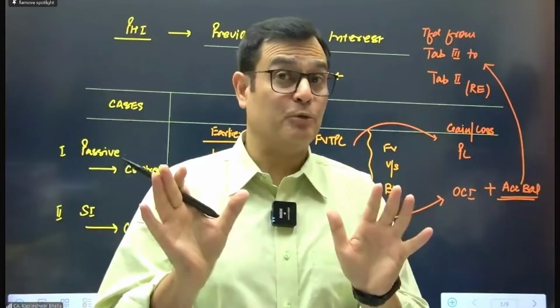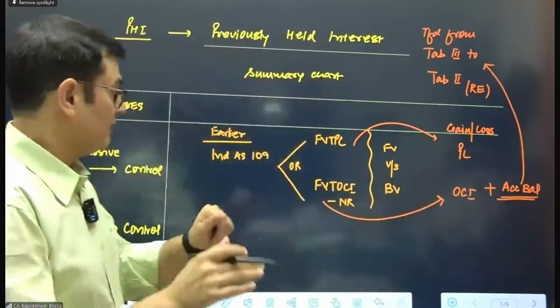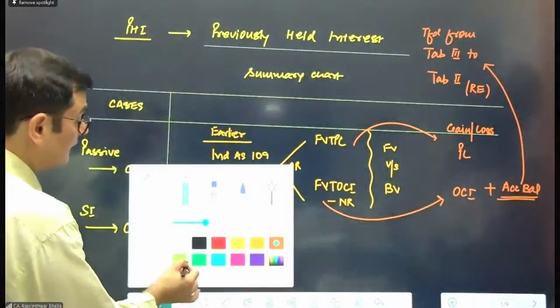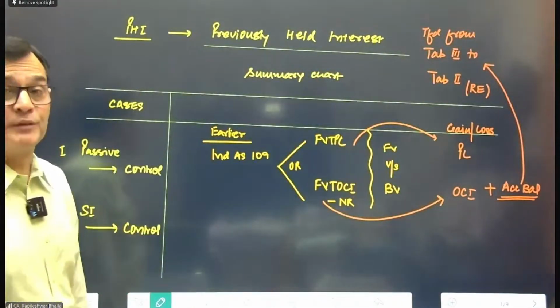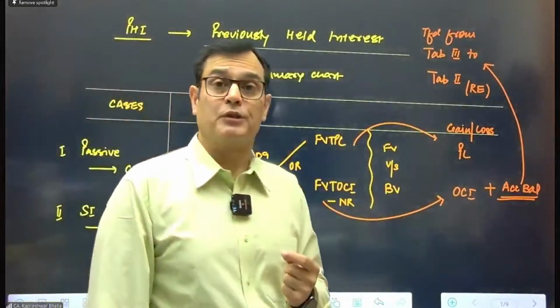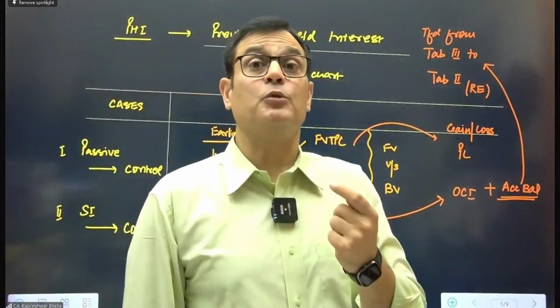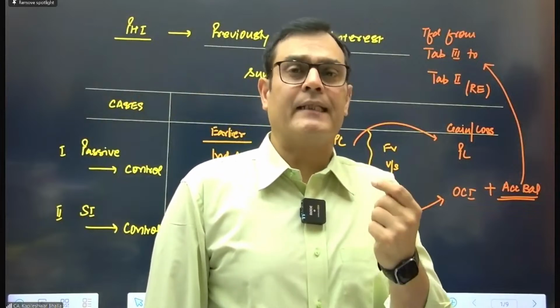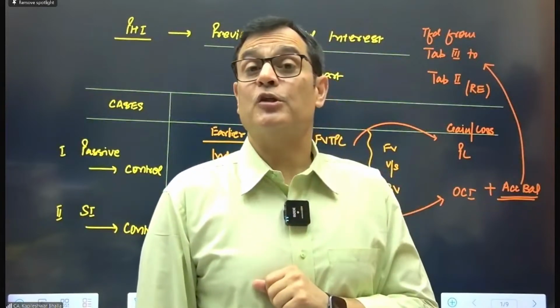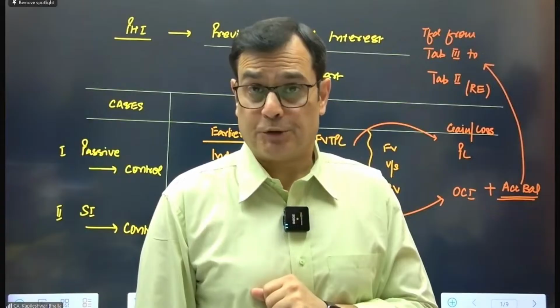I hope the first input is clear. Let's go to the next one. Now, once we come to the second situation, significant influence converting into a control situation, then again you relate that we were covered under Ind AS 28. And therefore, it was a case of an equity method of consolidation.